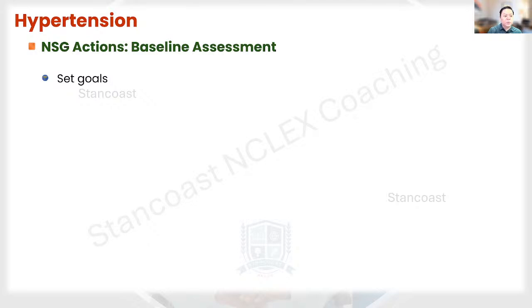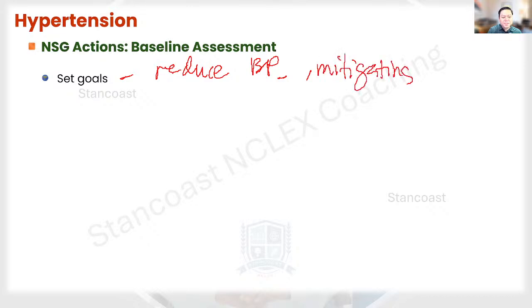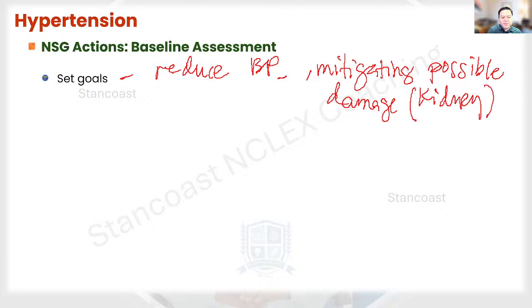Okay, so we are going to set the goal to reduce the blood pressure and make sure that we are mitigating possible organ damage. And most of the time we're referring to the kidneys, right? Or possibly the heart itself. Congestive heart failure, because CHF is one of the complications in the chronic uncontrolled hypertension.